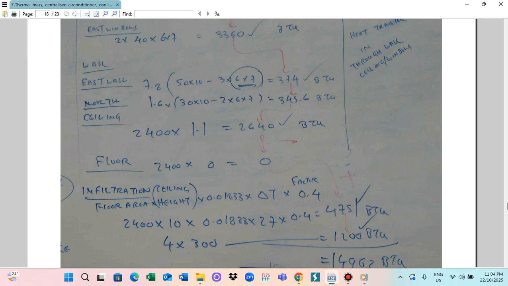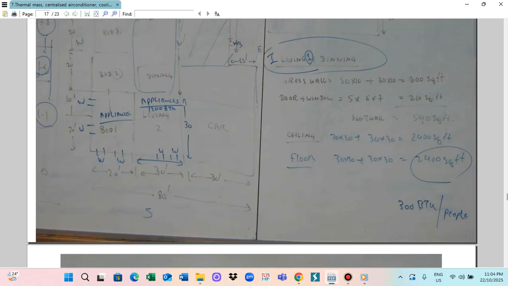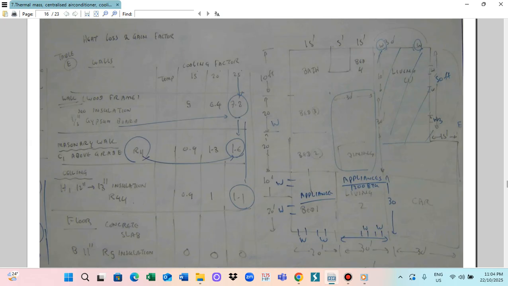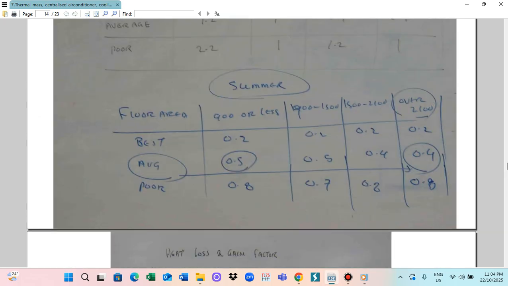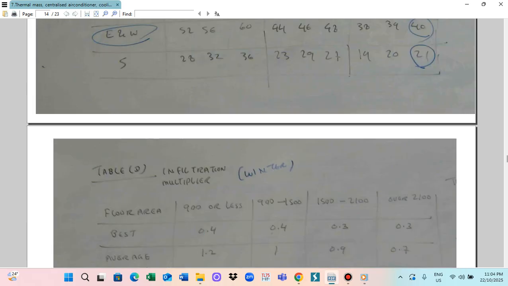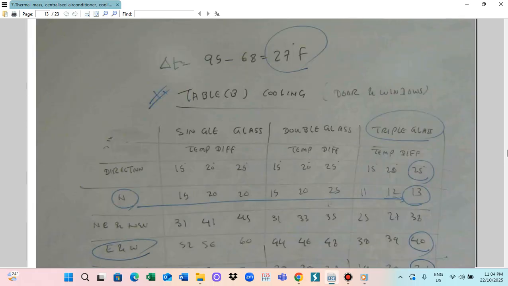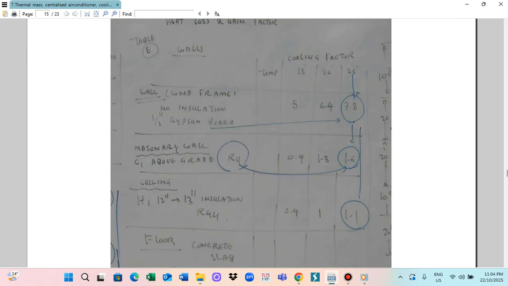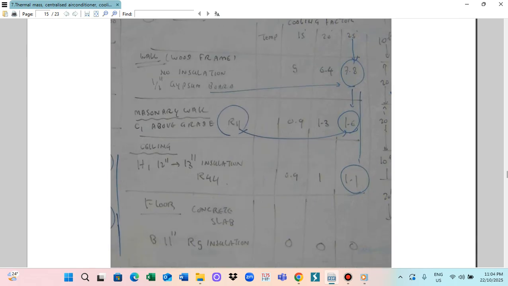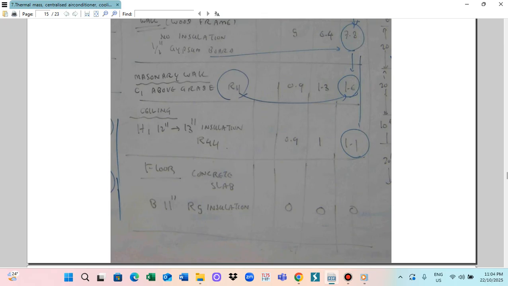Heat transfer from the ceiling. To calculate the ceiling, you also need to calculate the total floor area. For the living room and dining room, the total floor area is 2400. The floor and ceiling have the same area, so you have to substitute 2400.